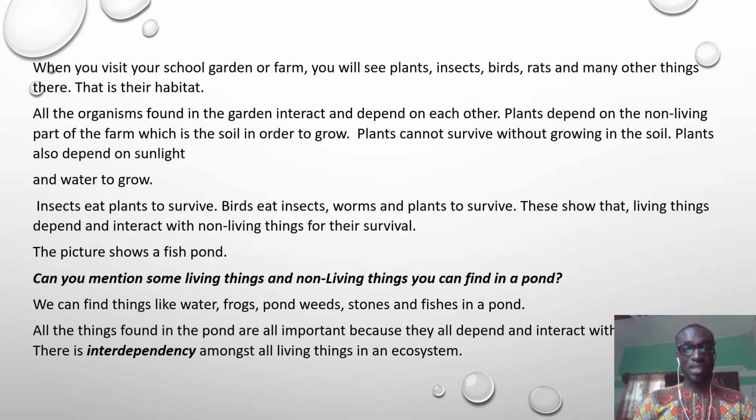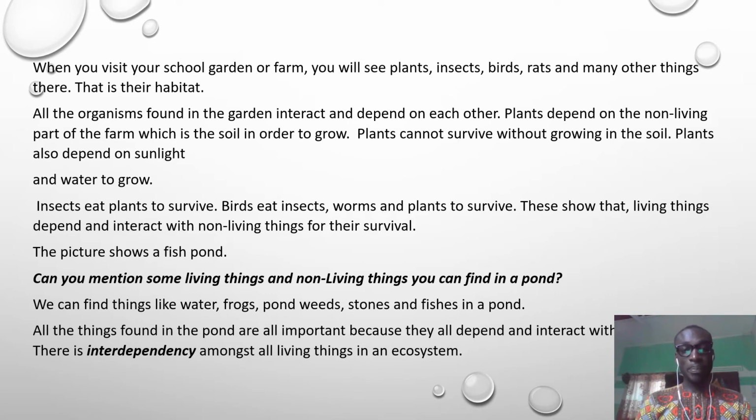Can you mention some living things and non-living things you can find in a pond? So what are some of the living things and non-living things that you can find in a pond? So we can find things like water, frogs, weeds, stones, and then fishes in a pond. All the things found in the pond are important because they all depend on and interact with each other.